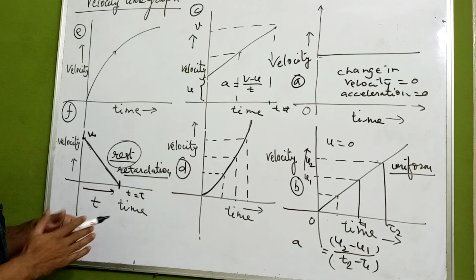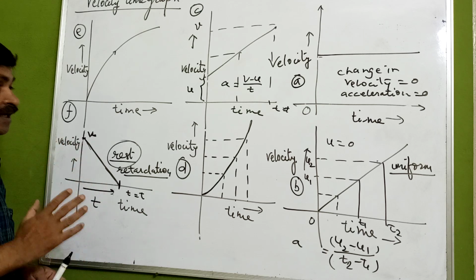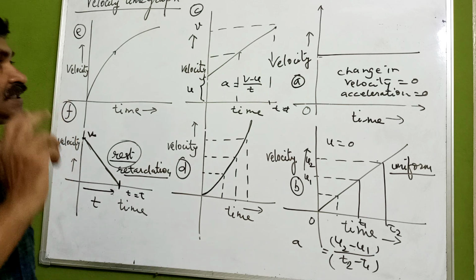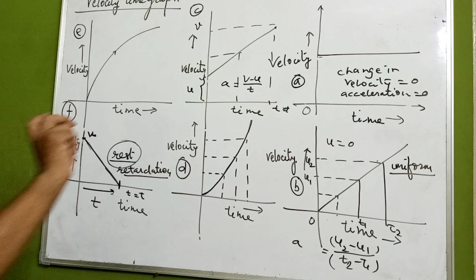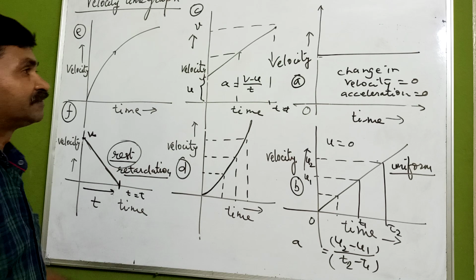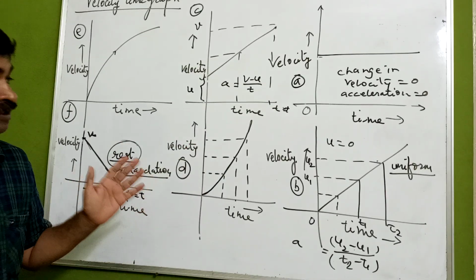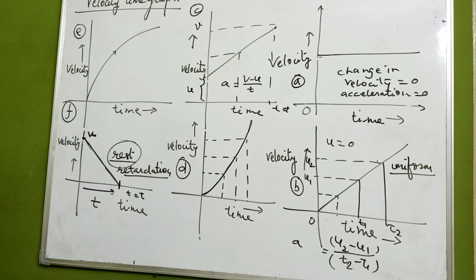Okay. So by going through these graphs, what we can have? We can have different representations of velocity and time relations. Velocity and time graph is giving us the acceleration. What type of acceleration is there? That we are seeing. Now we will see another graph.